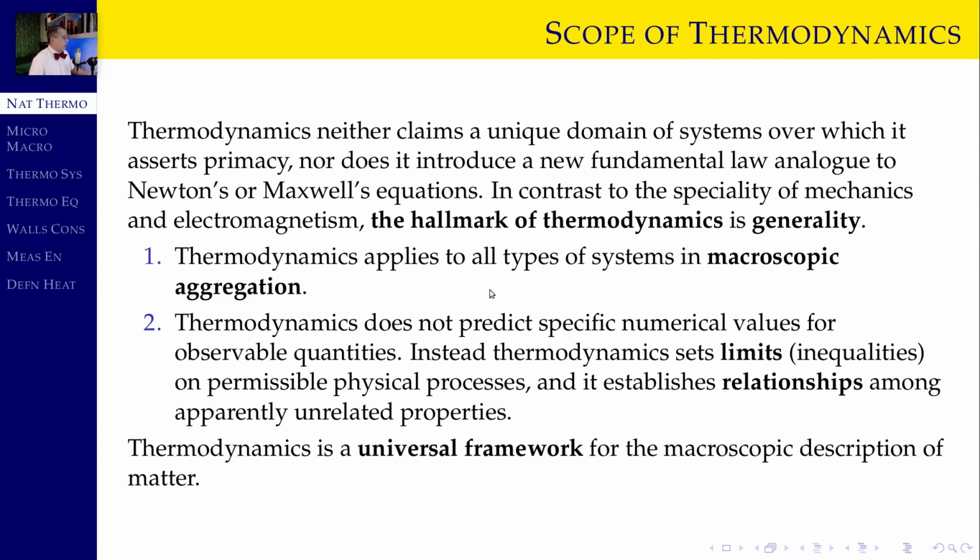Unfortunately, there is a caveat here which I think we have to understand very well. Thermodynamics does not predict specific numerical values of observable quantities. Instead, thermodynamics sets limits or inequalities on permissible physical processes and establishes relationships among apparently unrelated properties. The thing here is that there are no specific numbers; instead we establish limits. What do we mean by that?